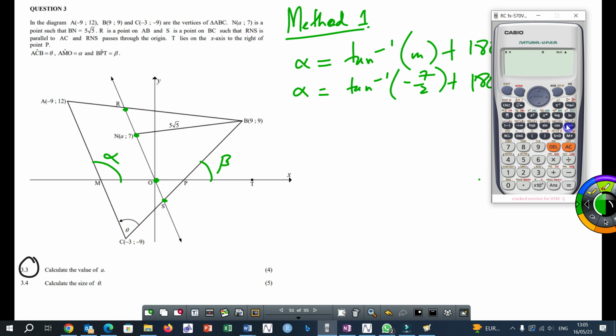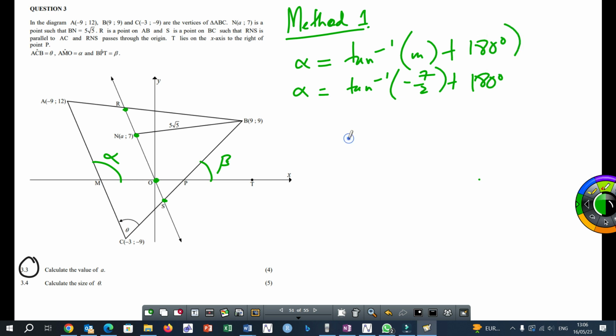So this will be shift tan, fraction option, minus 7 over 2. Okay. Then I'll just add 180 into there. Okay. So my answer is 105,95. Okay, so alpha is 105,95 degrees. The next thing is for me to find beta.